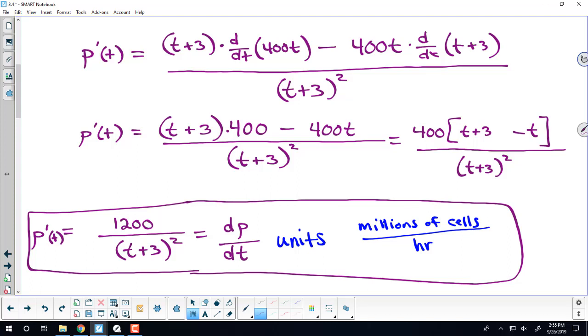How did you arrive at the derivative of p over the derivative of t? That's just the alternative notation for p prime. Remember, the alternative notation for f prime was df over dx or dy over dx, because y was f. So that's just another way to notate the derivative.